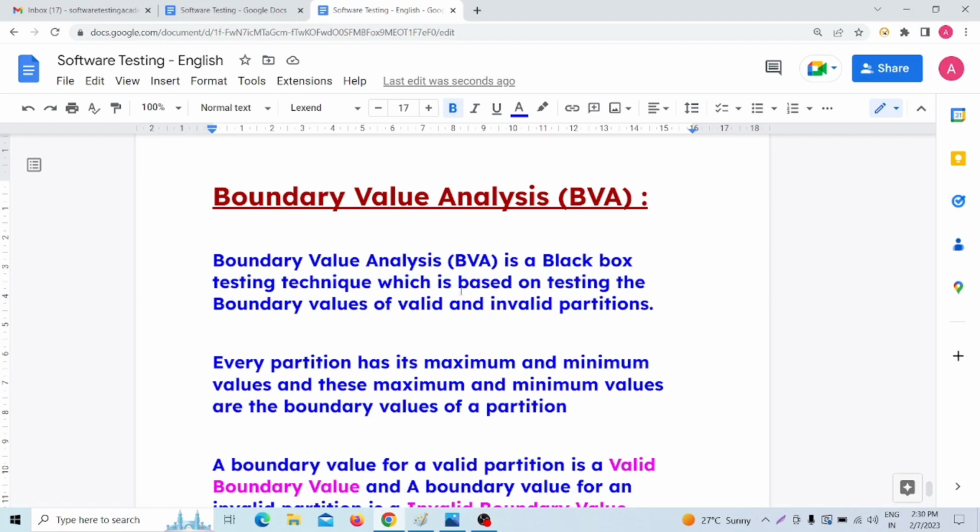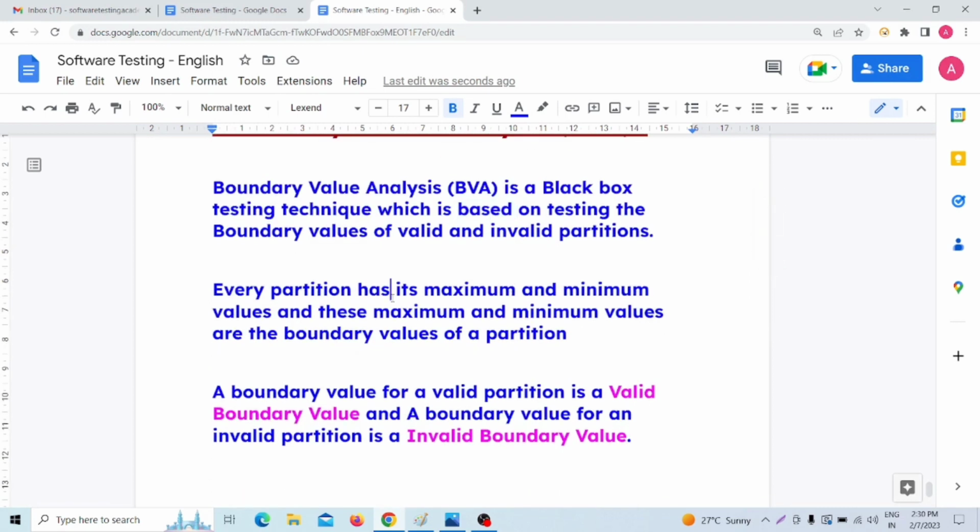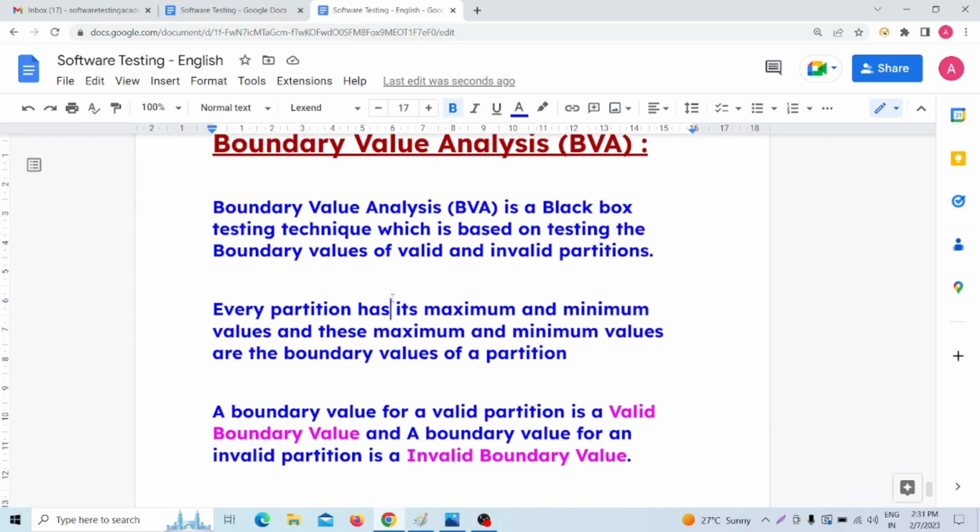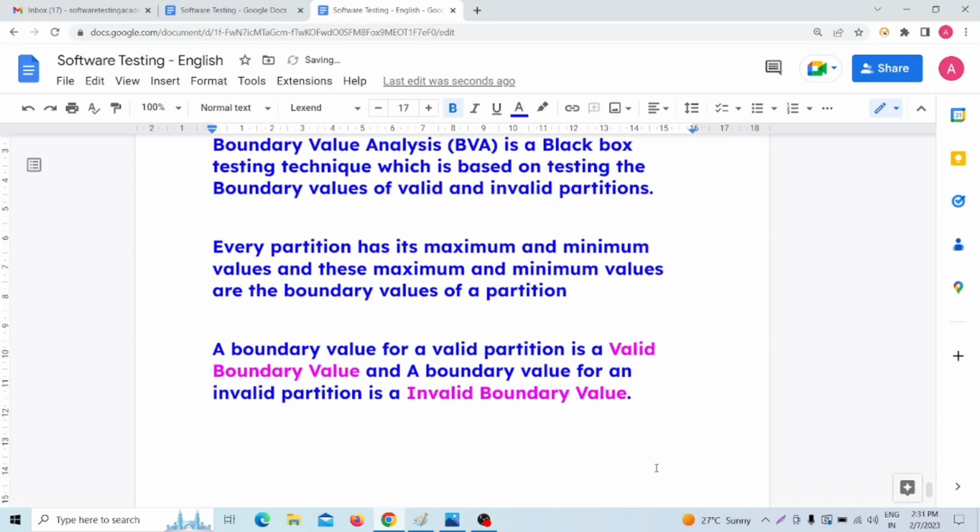So the first point is that boundary value analysis, or BVA, is a black box testing technique which is based on testing the boundary values of valid and invalid partitions. Every partition has its maximum and minimum values, and these maximum and minimum values are the boundary values of a partition. Whenever we talk about boundary value analysis, there is a formula that we have to maintain.